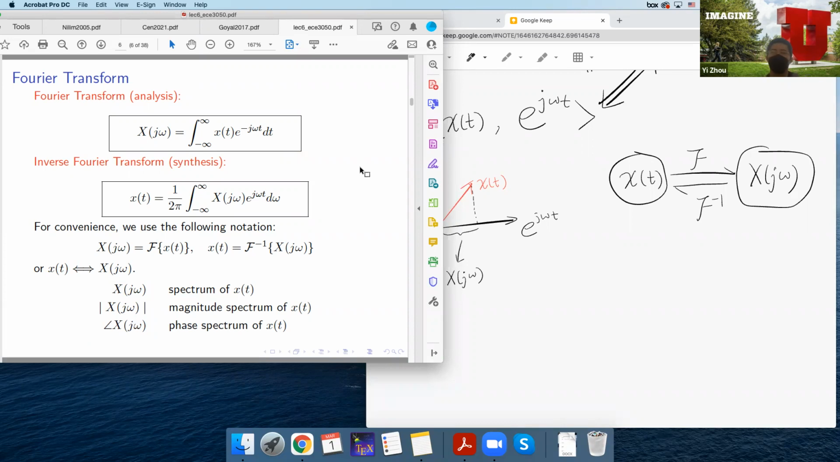Okay, so are there any questions regarding the Fourier transform? Yeah, I think the overall picture is the same as the Fourier series, but we are just extending the analysis tools to deal with aperiodic signals.